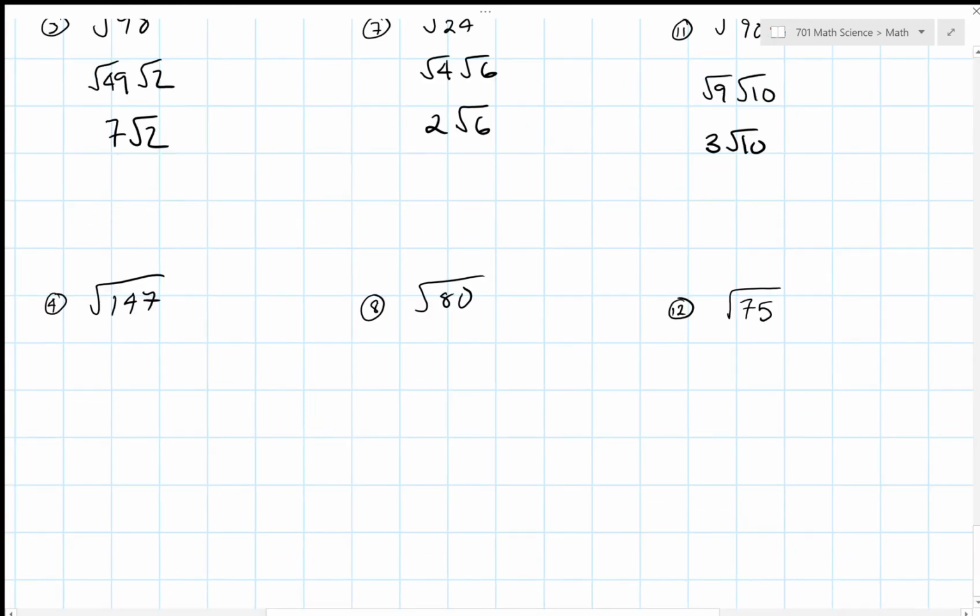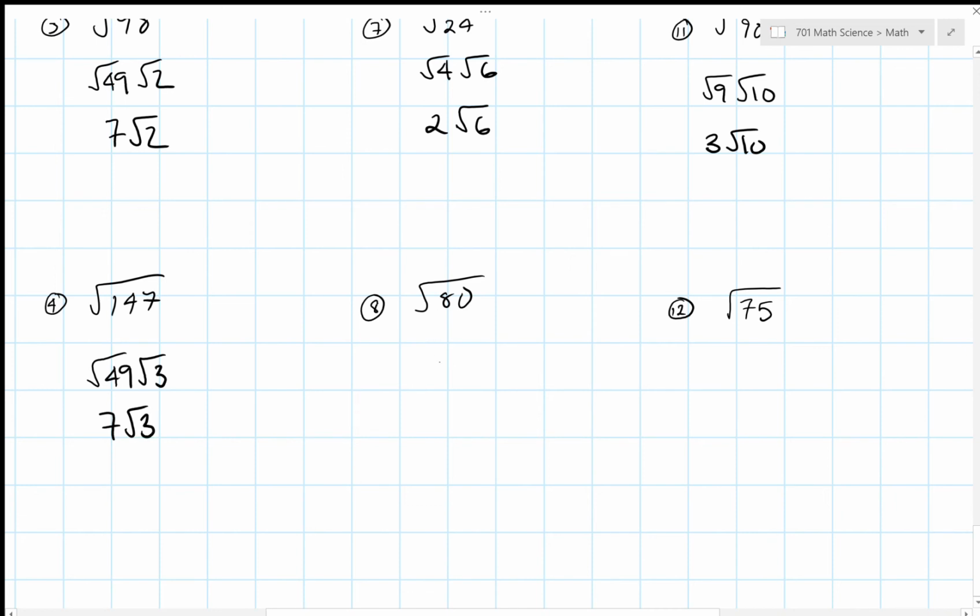Problem 4 is a lot like the problem right above. This root 147 is a lot like the square root of 98, and that's because root 49 times 3 is 147. Root 49 times root 3 equals root 147. Square root of 49 is 7. The answer is 7 root 3.